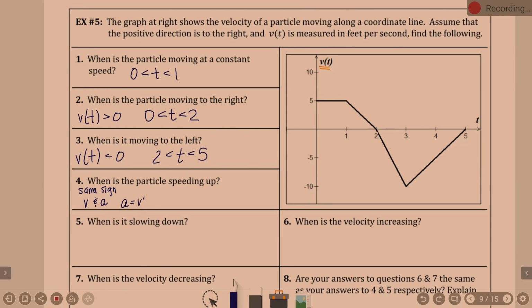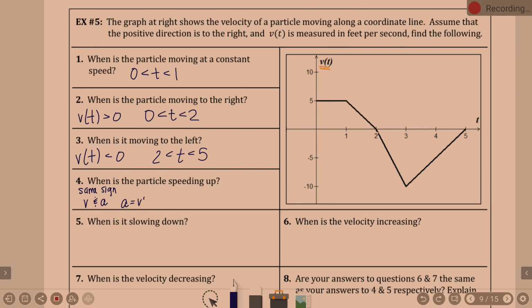When was the particle moving at constant speed? That was 0 to 1 because the velocity was a constant 5. When is the particle moving right? That's when your velocity is positive. So that's anything above the x-axis, so 0 to 2. So when is it moving left? That's when it's negative. So velocity graph below the x-axis, so from 2 to 5.